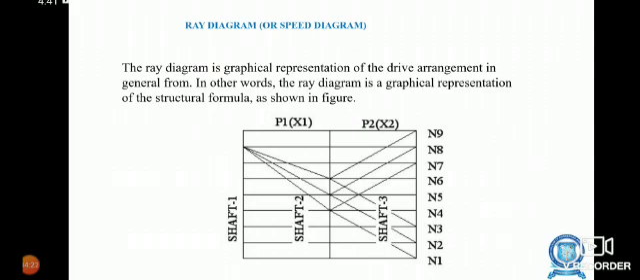The ray diagram is a graphical representation of the drive arrangement in general form. In other words, the ray diagram is a graphical representation of the structural formula as shown in figure. Here, a 9-speed ray diagram is represented. Each vertical line shows the number of speeds N1, N2, N3, N4, N5, N6, N7, N8, N9.